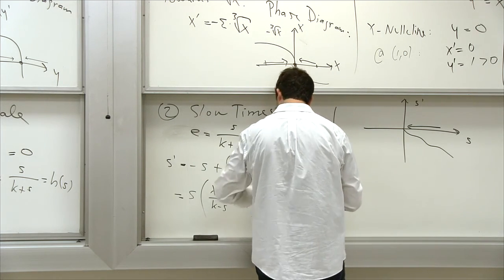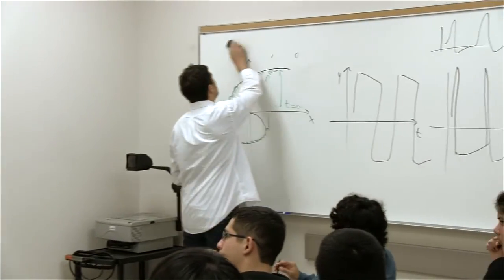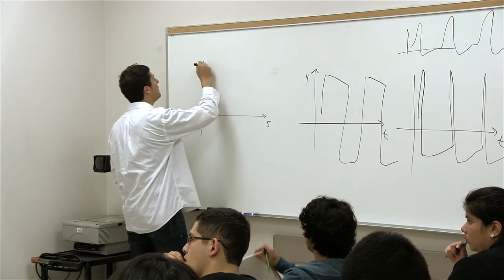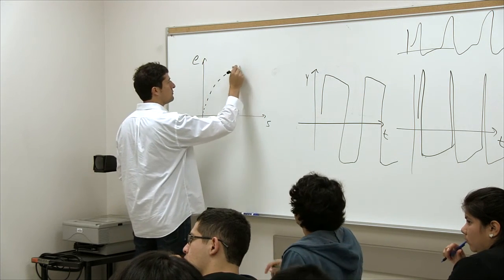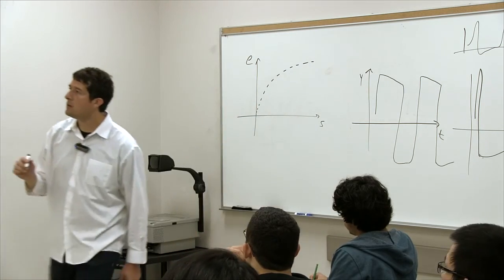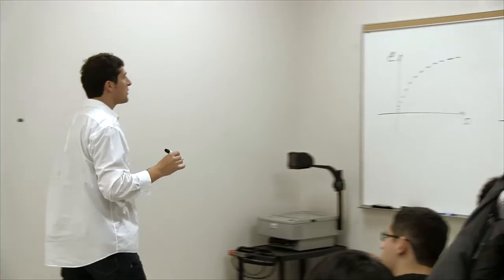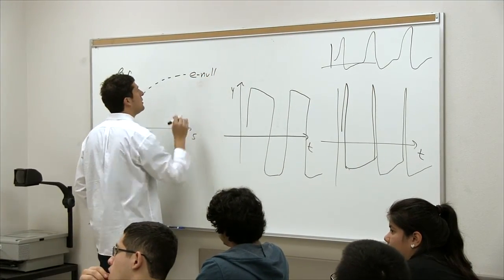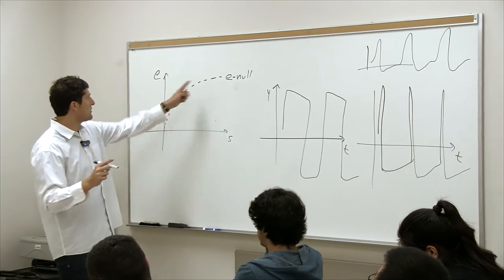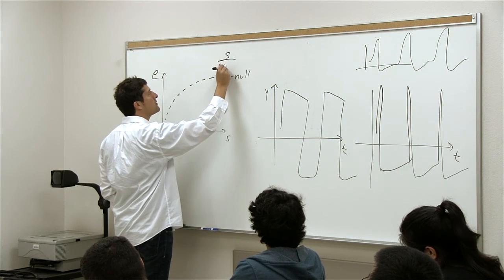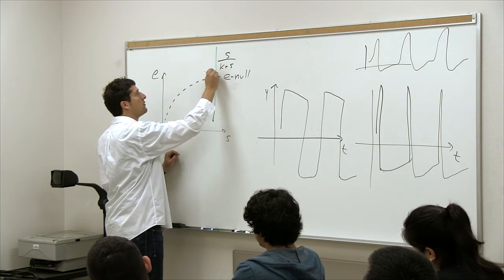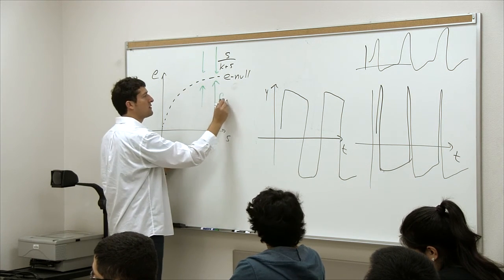And so when you put everything together, we're going to finish now. This is the E null plane. When we're away from the E null plane, the fast dynamics calls for convergence towards this curve, which is the curve S over K plus S. So fast timescale says we start here and we converge quickly towards this value. Okay, this is fast timescale.